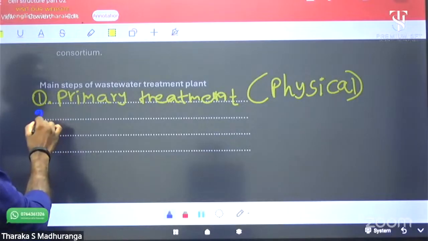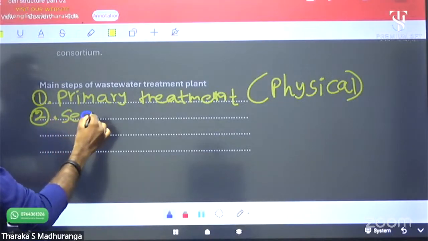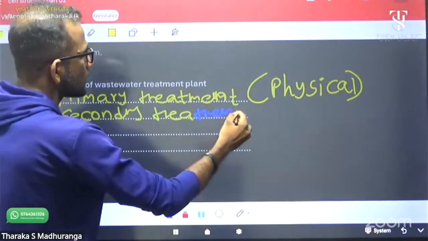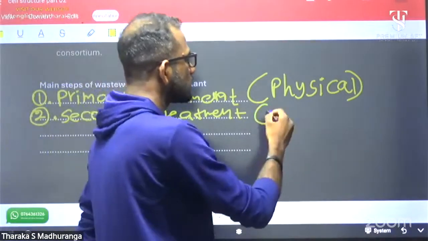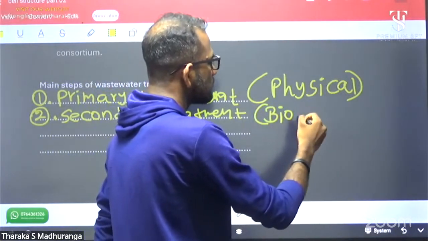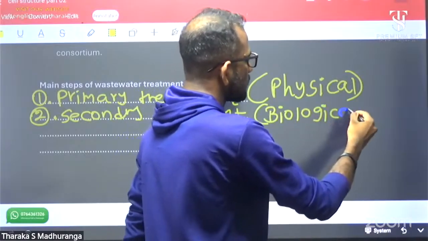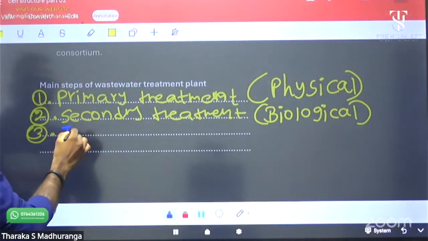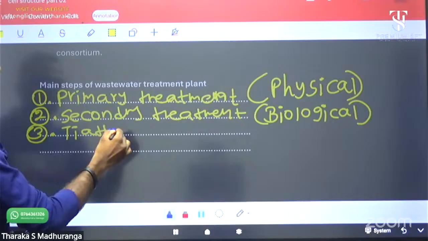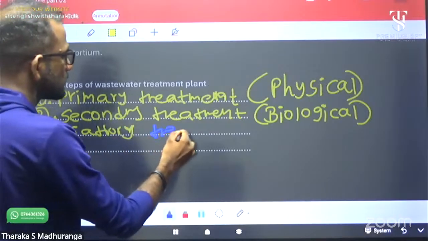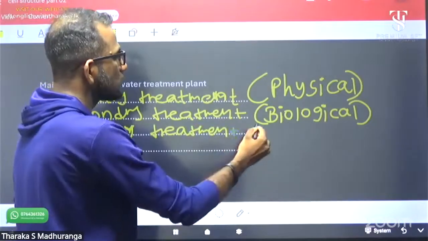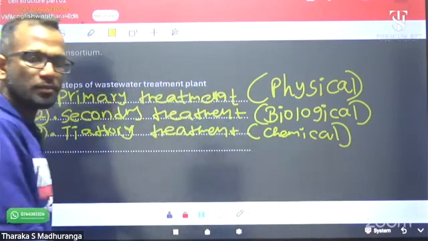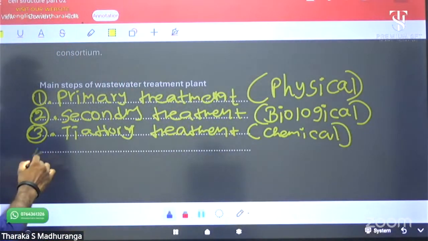The second one is secondary treatment. The secondary treatment is a biological process. The next is tertiary treatment. The tertiary treatment is a chemical process.